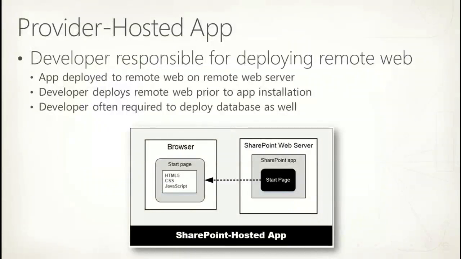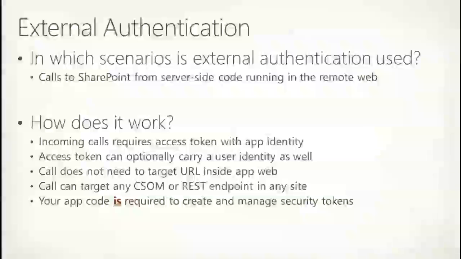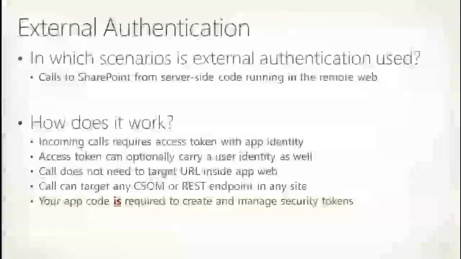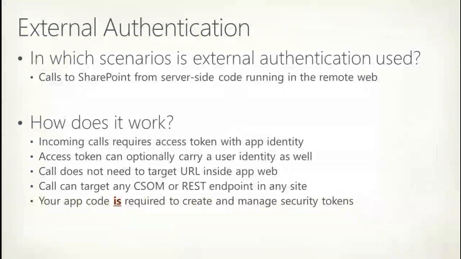Okay, now, external authentication is used only when you have a remote web with server-side code. So how does it work? Incoming calls sent from the app to SharePoint have to carry a security token, which we know as an access token. And the access token holds the app identity.